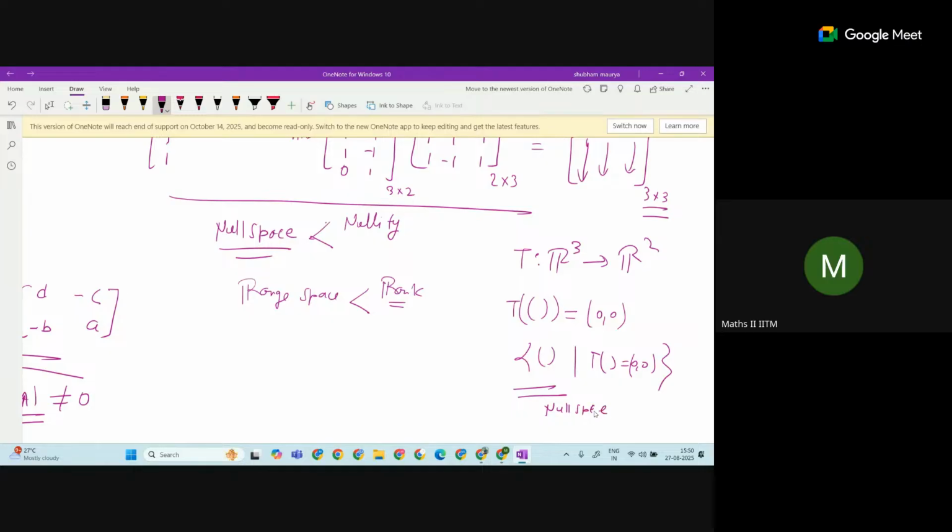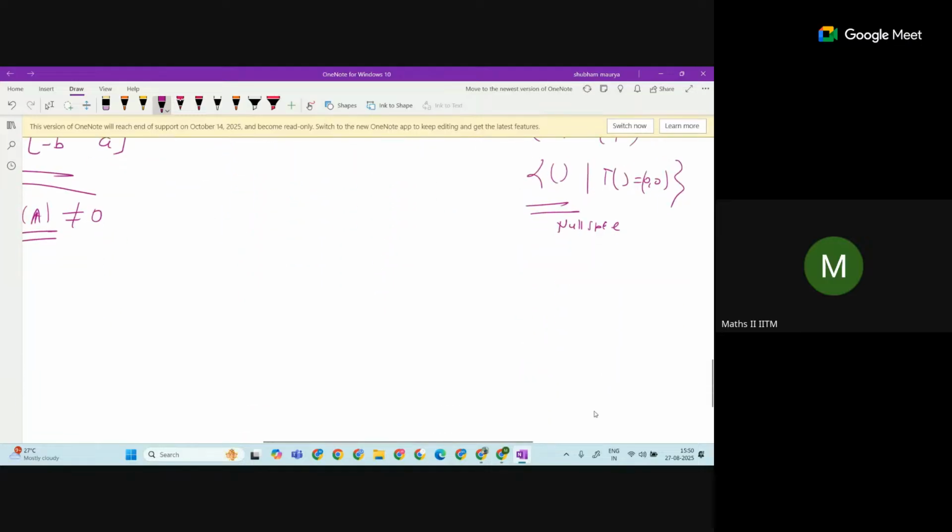Let's do one problem on it. I have this linear transformation T of x and y, which is 2x plus 2y and, let's say, y. Let's find the null space of it. I have to collect all those vectors which have the 0 image.